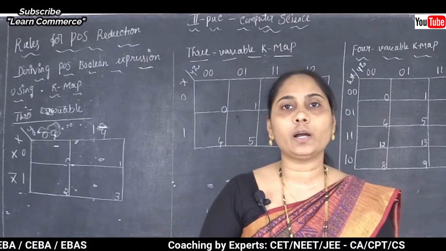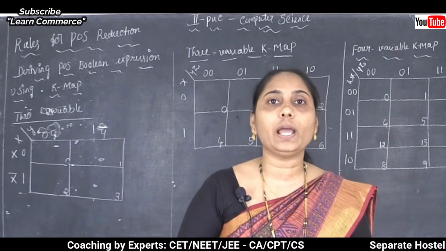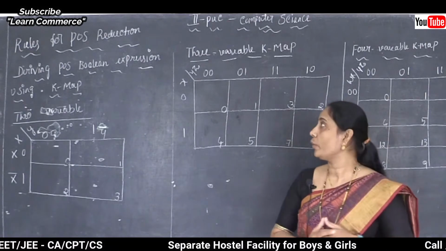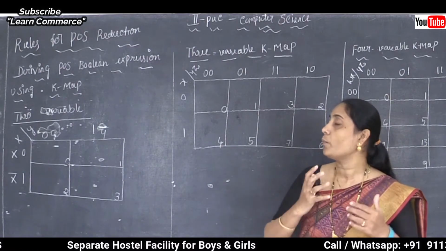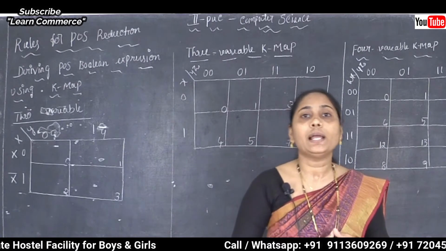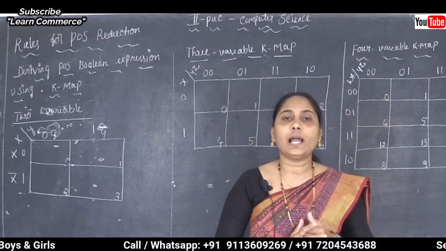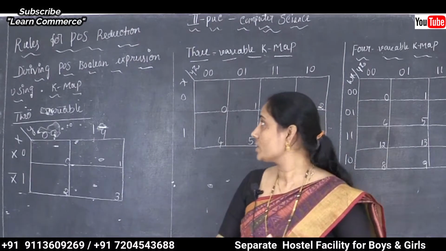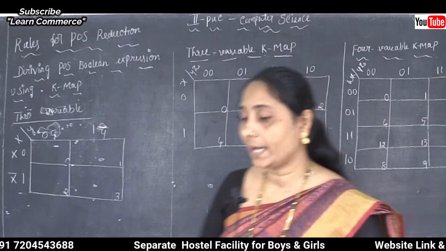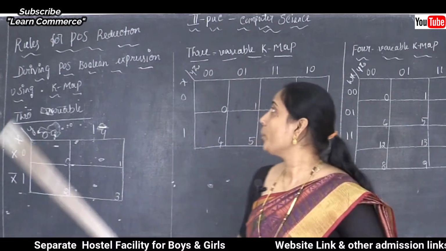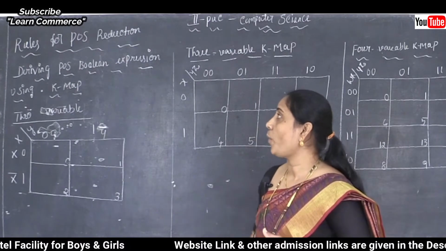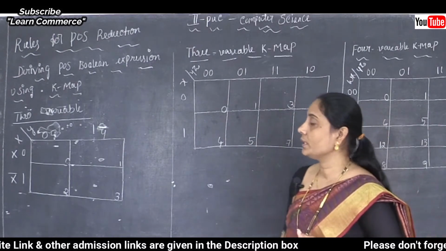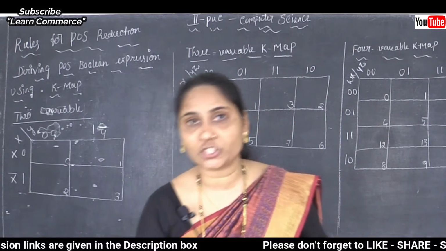Now we know that everything in the SOP, sum of the product, comes from the min term. In today's class we are going to learn the next important topic, POS, and we know the full form of POS is product of the sum. So the concept is the rules for POS reduction, the side point being deriving the POS Boolean expression using the K-map.